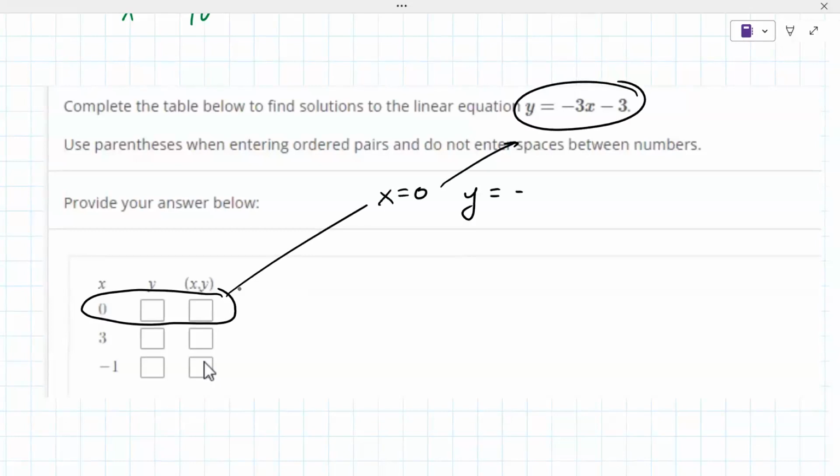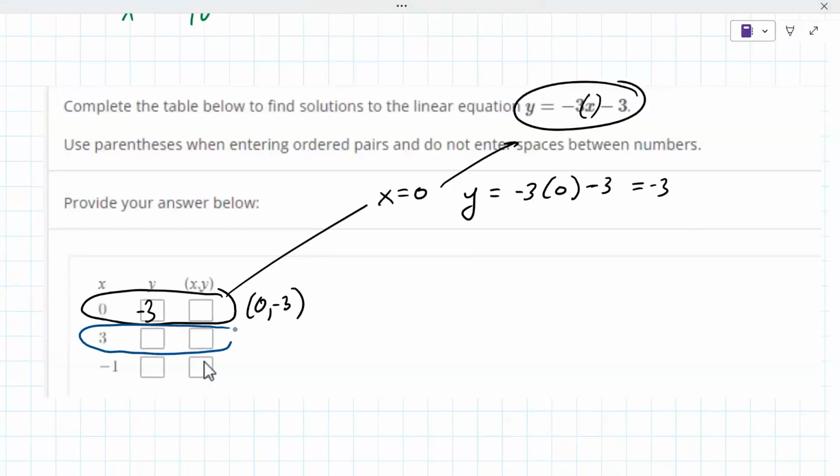So it's y equals -3 times 0 minus 3. And you'll notice that over and over again, I substitute in parentheses. Okay. So could you simplify this for us, please? So would it just be -3 since -3 times 0 is 0? Exactly. All right. And then the ordered pair is 0, comma, -3.